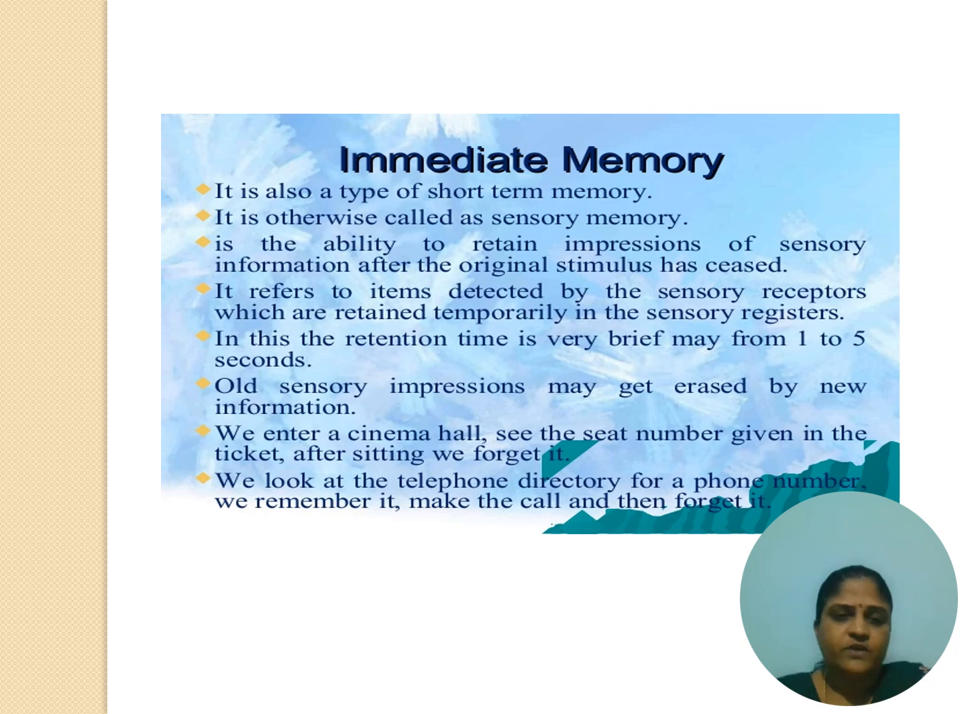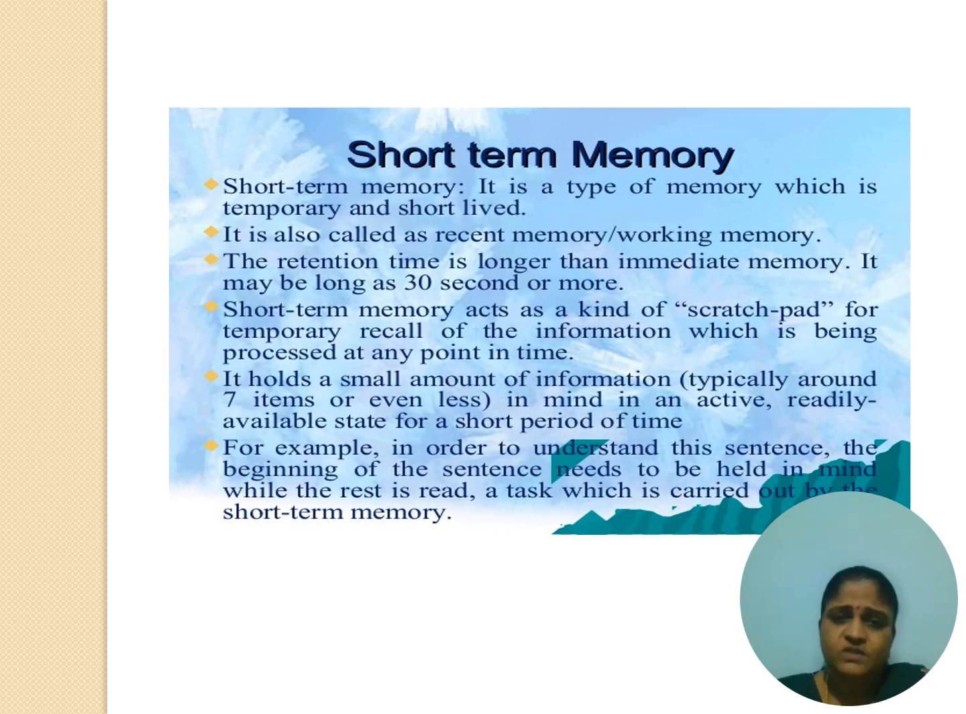For example, we enter a cinema hall and see the seat number given in the ticket. After sitting, we forget which seat number we are sitting in. If somebody comes and asks which seat number you are sitting in, you won't know, because you only used it for the purpose of a few seconds. So next we are going to see short-term memory.